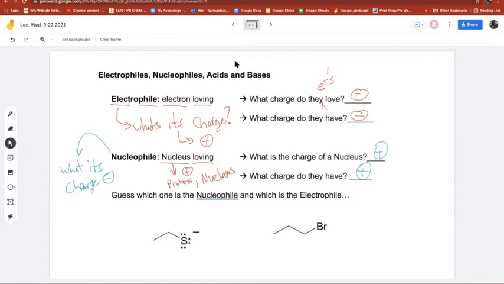Down below I've got a nucleophile and an electrophile. What do you think this one here is? This is called a sulfide. This sulfide, is it an electrophile or a nucleophile?